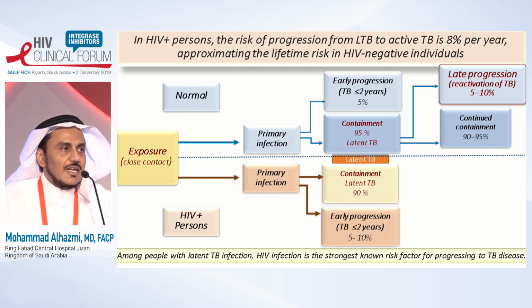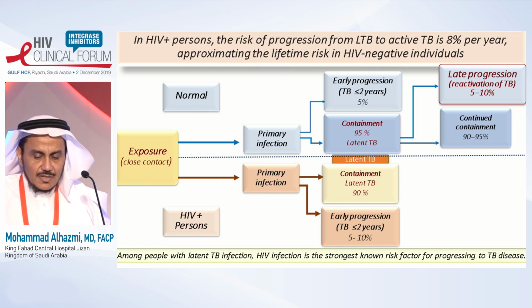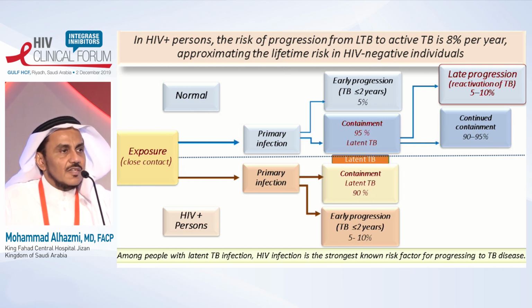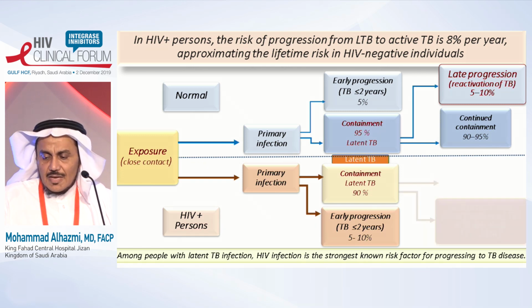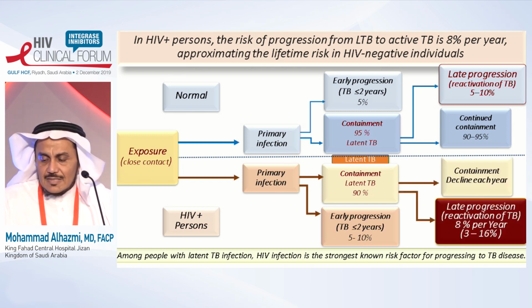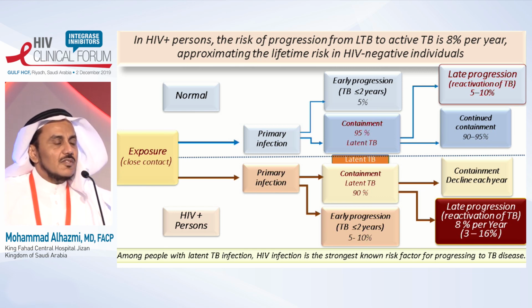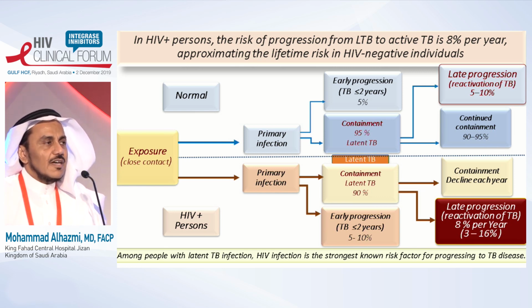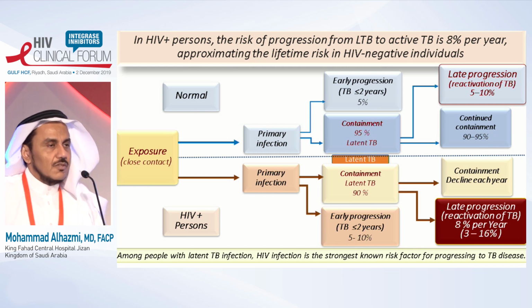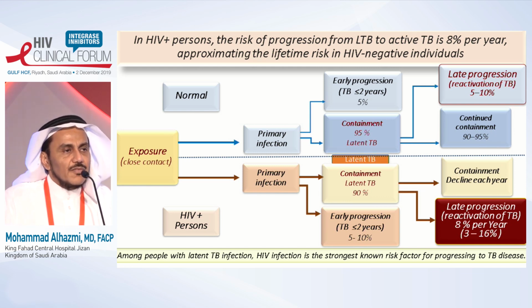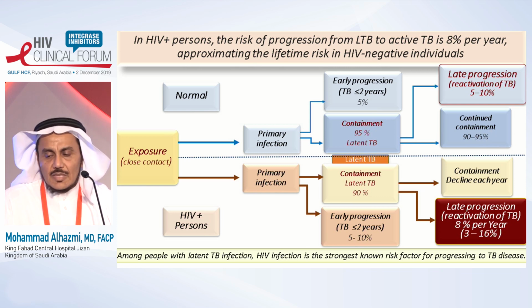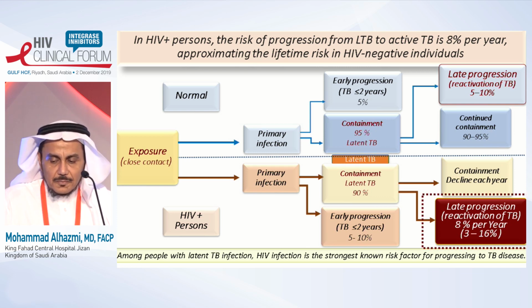If you compare them with an HIV positive patient, they have a higher rate of early progression to active disease that may be double the normal. And also, the main worry is the late progression from latent tuberculosis that ranges around 10% per year. And if you look at that, a year of HIV with latent tuberculosis is equal to the lifetime risk of somebody who is HIV negative with TB.